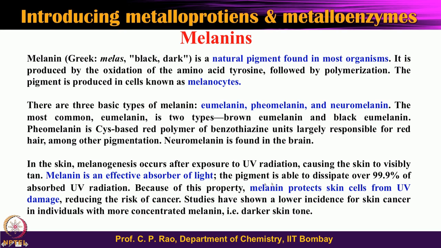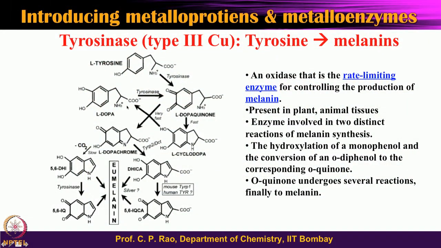So, therefore, our skins in Asia and particularly in India, our skin is very well suited, with less damage from the sunlight as compared to the western kind of thing. So, how does this melanin happen? It is basically tyrosine with a type 3 copper center. Type 3 copper center is oxidative. You see that, yeah.